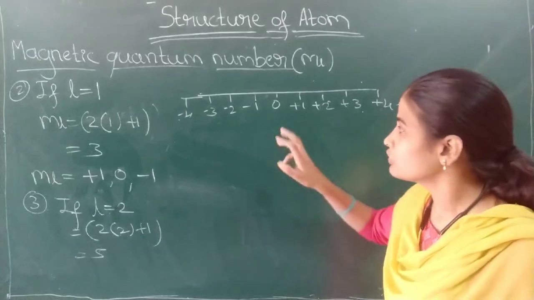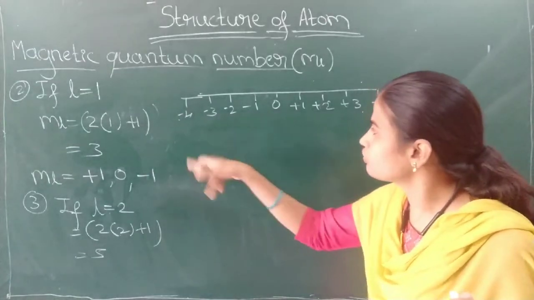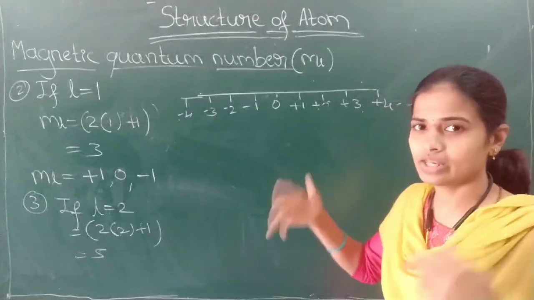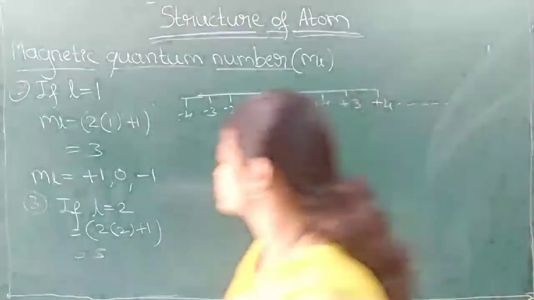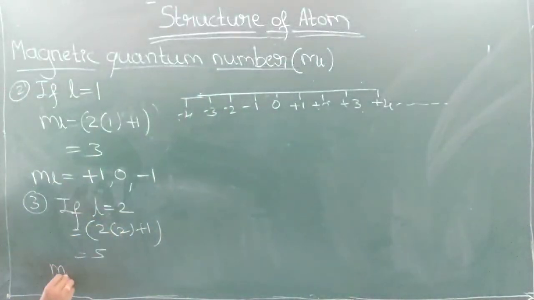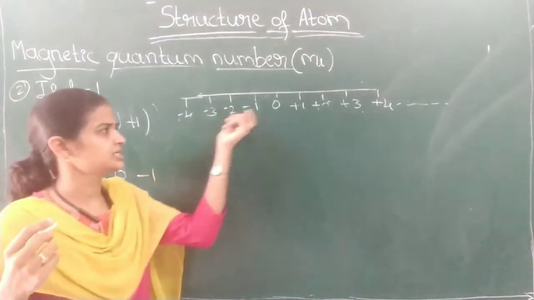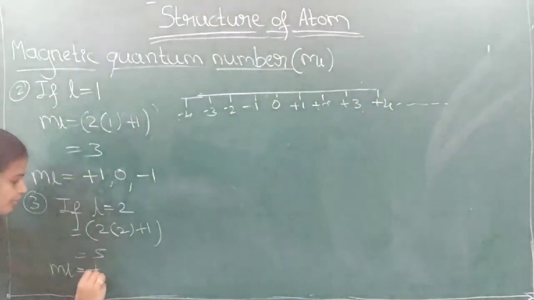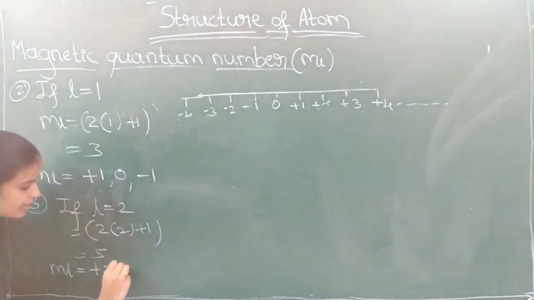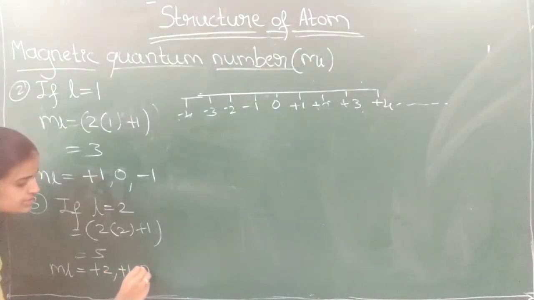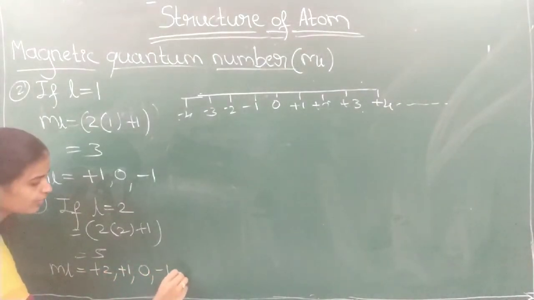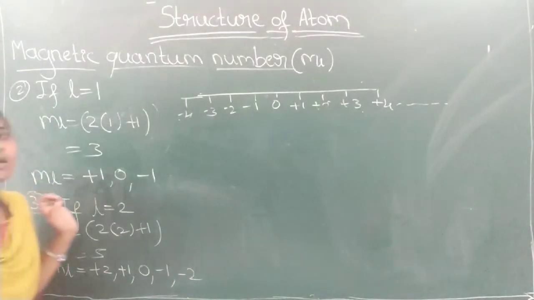Out of those 4 values you should take 2 from here, 2 from here. Now what are the possible values, students? ml is equal to, first you can write this or this one, plus 2, plus 1, 0, minus 1, minus 2 are the possible values.